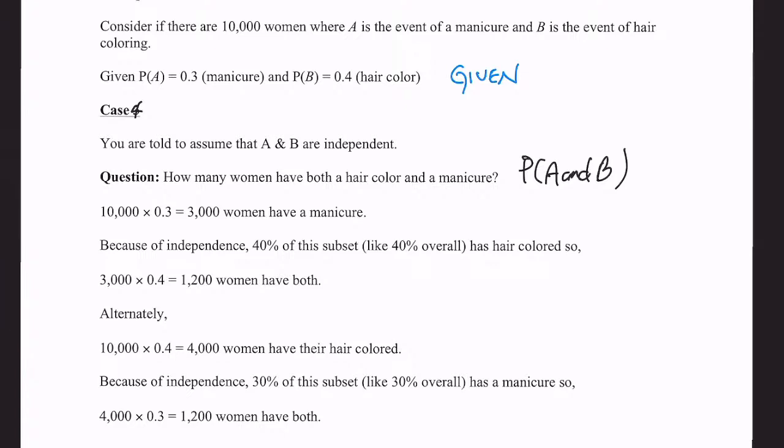So 1,200 out of 10,000 is 12%, which we could have just found by taking the probability of A times the probability of B.